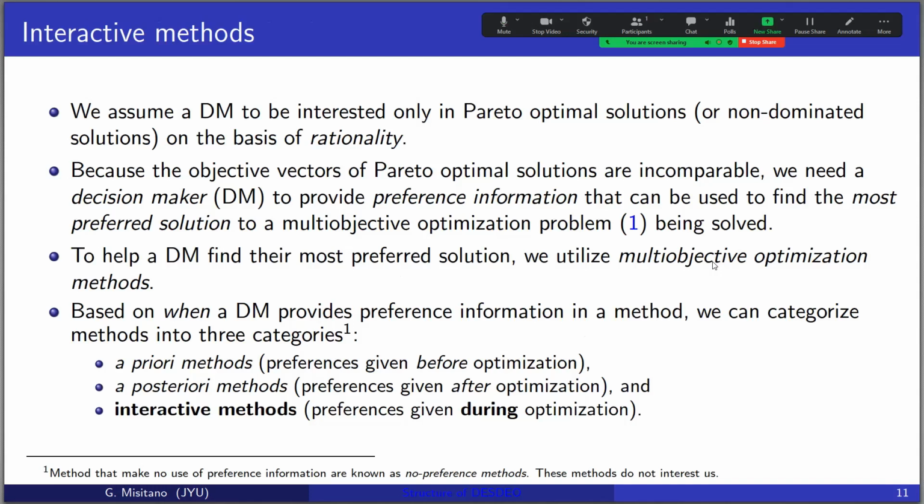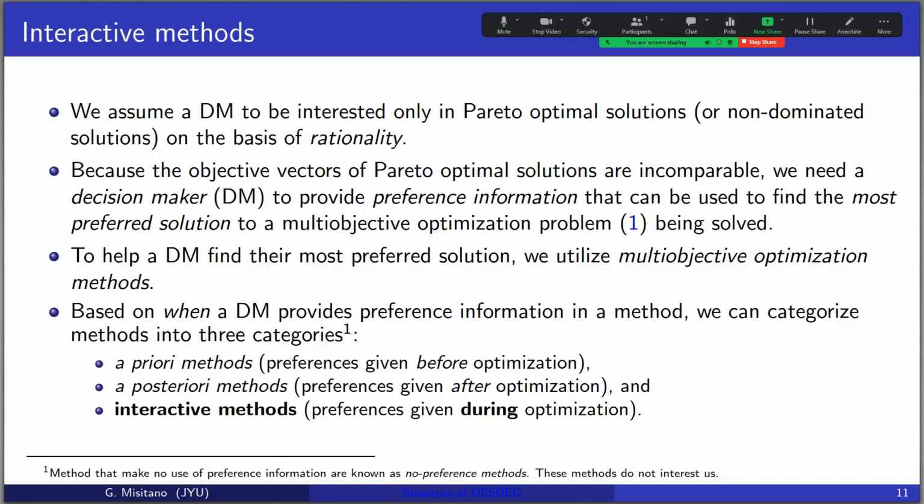And the thing with Pareto optimal solutions is that we cannot really compare them alone mathematically. And moreover, we assume we need a decision maker who is able to provide preference information so that we may find the best possible solution, or the most preferred solution, for said decision maker. And we also assume that decision makers are often, or actually always, interested only in Pareto optimal solutions on the basis of rationality, because why wouldn't you prefer a Pareto optimal solution to a non-Pareto optimal solution?